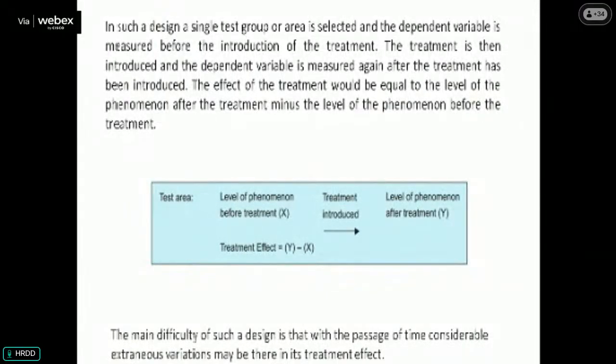The main difficulty of such a design is that with the passage of time, considerable extraneous variation may come into the treatment effect. In such a design, the extraneous variable effect is more. As I told you, these experimental designs were mostly introduced based on the concept of agriculture, during the introduction of fertilizers and all those means of structuring.